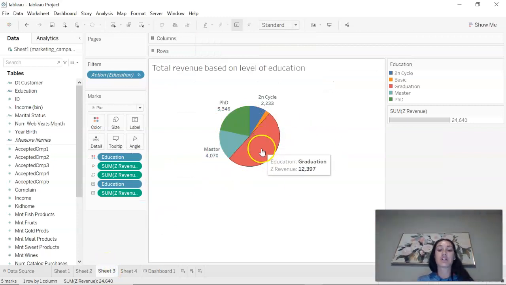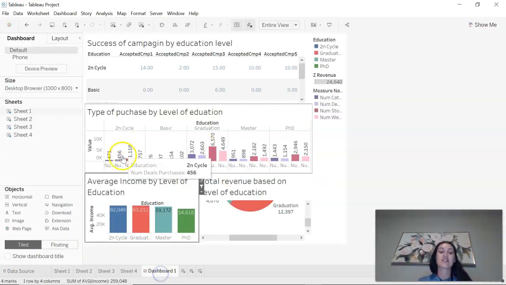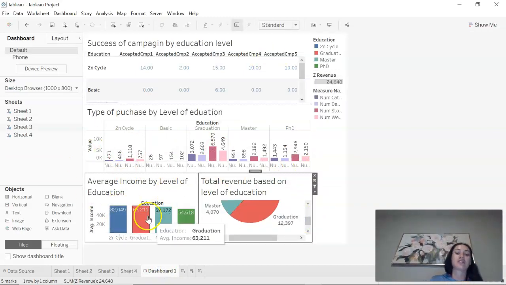You have an easy to read bar chart here showing the education level and the revenue being generated. As you can see, this graduation group is quite large, but we'll be able to express that in our dashboard. In this one, you just have a basic chart showing the acceptance levels of the campaigns based on their education.